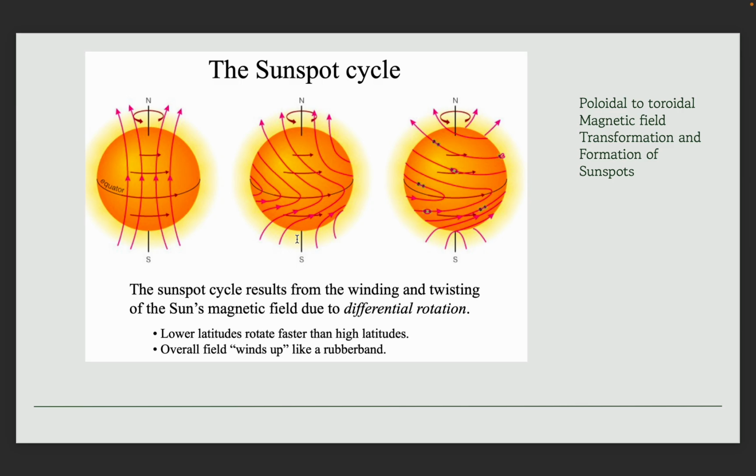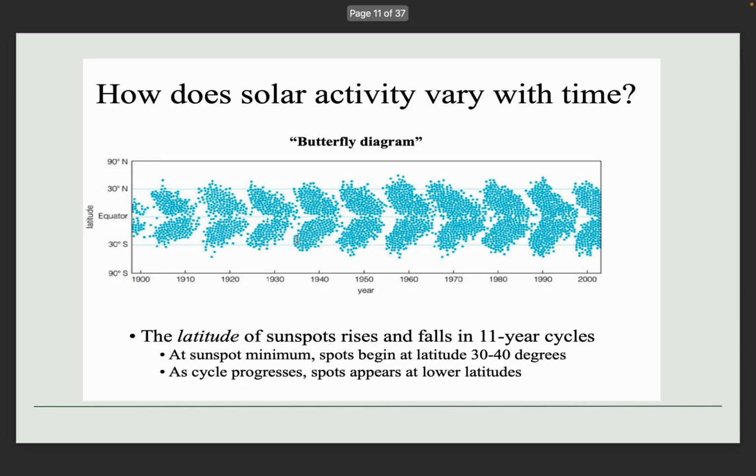The sunspot cycle results from the winding and twisting of the sun's magnetic field. There is a toroidal to poloidal magnetic field transformation that happens due to differential rotation of the sun. Differential rotation means the low latitudes rotate faster and the higher latitudes rotate slower. If you plot the sunspots against year, you can see a diagram like butterfly wings, and this kind of diagram is known as the butterfly diagram.